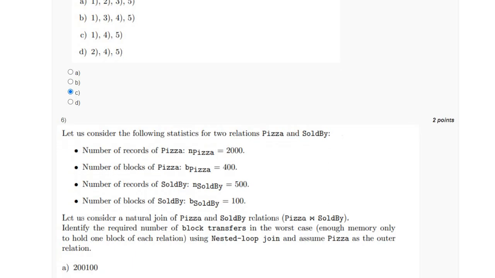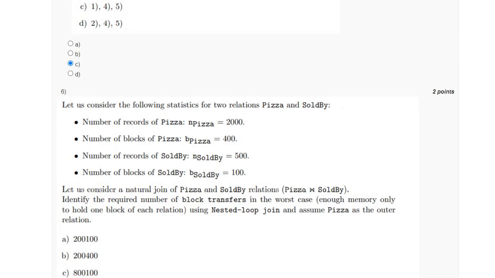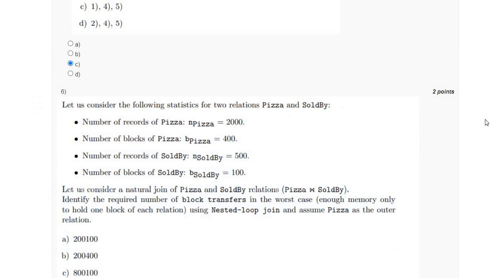For the sixth question, we have been given the two relations pizza and sold by, and we have to find the number of block transfers in the worst case. So in the worst case, if there is enough memory to hold one block of each relation, then the number of block transfers is 2,400,000, which is option B.